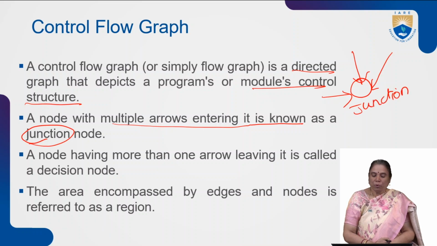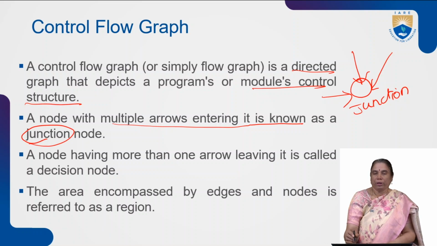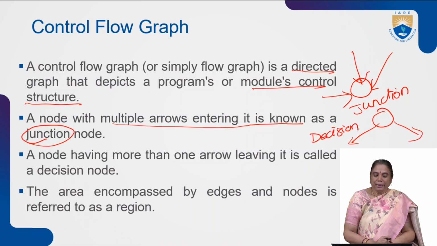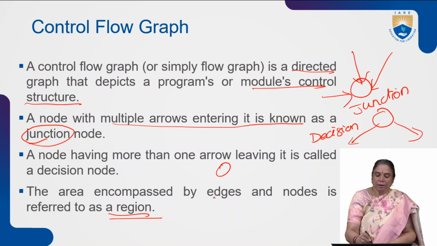A node having more than one arrow leading out of it is called a decision node. Generally, the decision can have a true path as well as a false path. So here this is the node which has more than one outgoing arrow, so this is called a decision node. The area enclosed by edges and nodes is referred to as a region. So here the nodes are there and the area enclosed between them is a region.